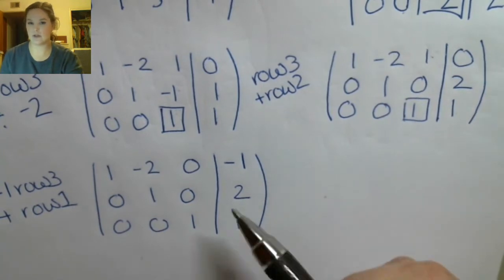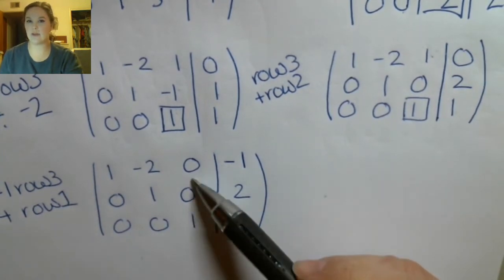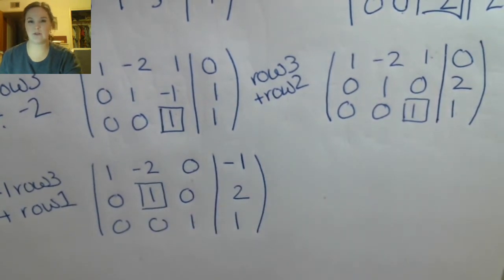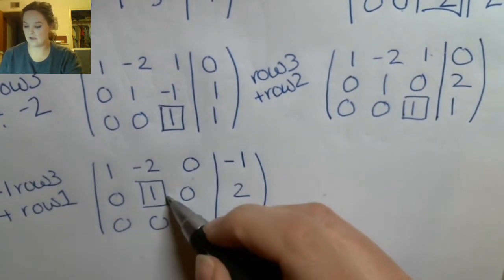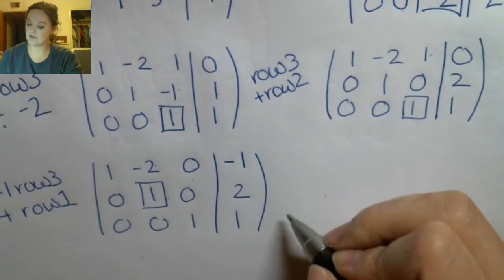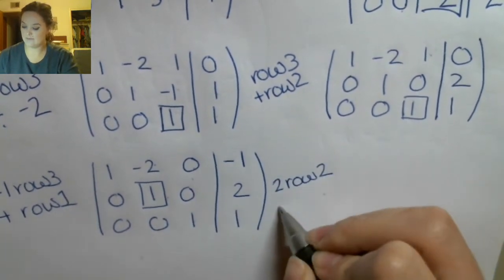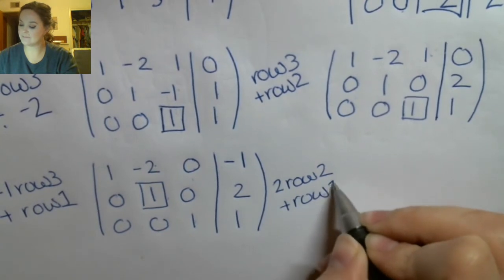Okay, so now you can see on the diagonal we have 1 and there's 0 above it. So we're ready to move left to our next column. Here I'm ready to eliminate above using that position. So I'm going to do 2 times row 2, and add it to row 1.